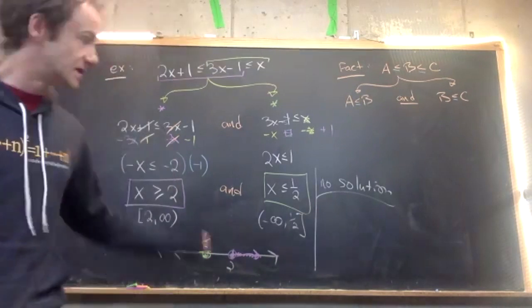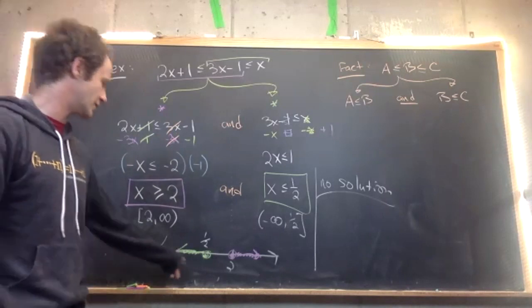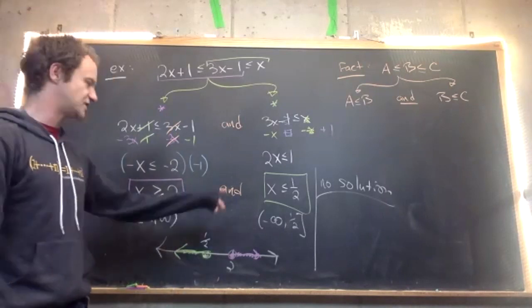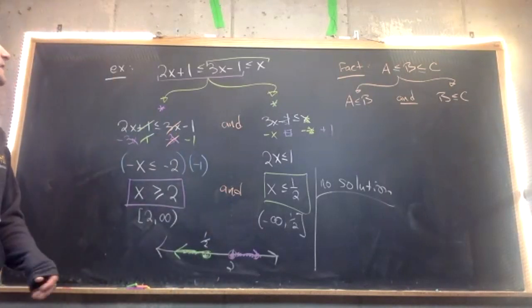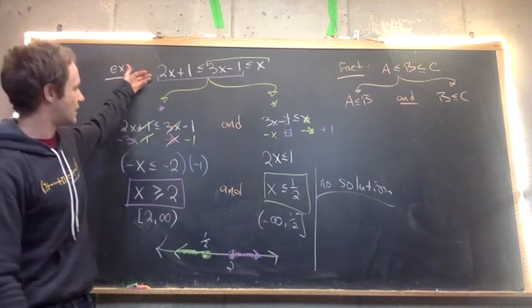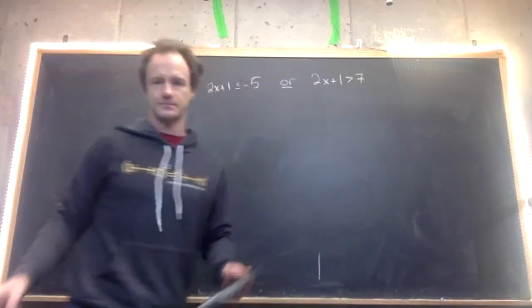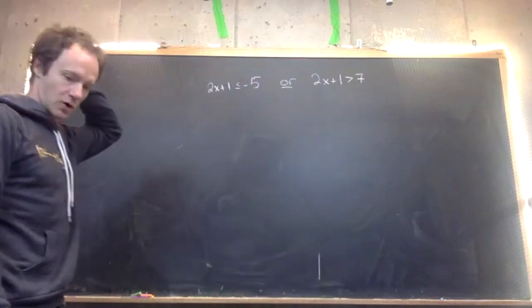Totally different than the or statement between them. In the or statement between them, we would have had a union of these two intervals, and that would have been okay. But we couldn't have started with this compound inequality. A compound inequality like this is always going to turn into an and. So we've got this or statement.